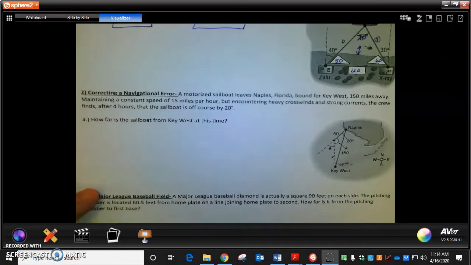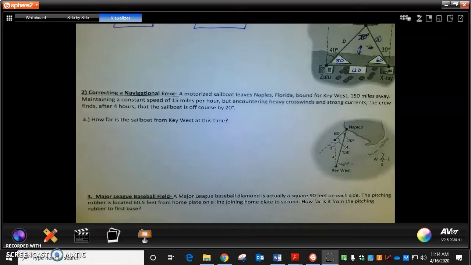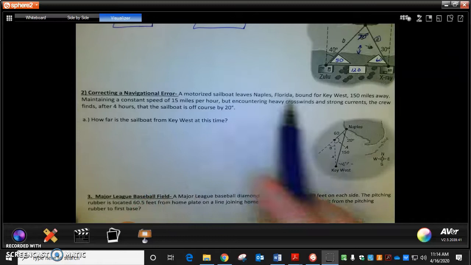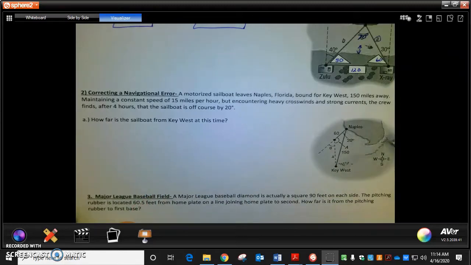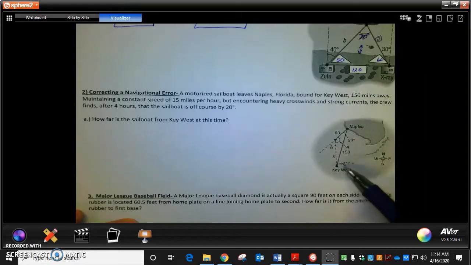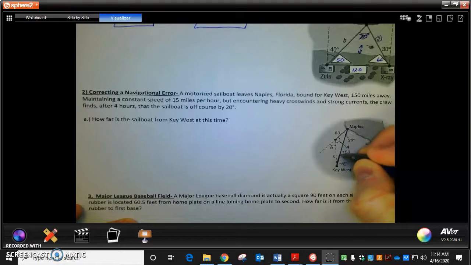All right, next problem, number 2. So here's what's going on. We've got a motorized sailboat that leaves Naples, Florida. So here's Naples, Florida. This is the bottom of Florida. This is Naples, bound for Key West. So here are those islands that are to the south of Florida. This is Key West, which is 150 miles away. So that's the straight distance between Naples and Key West.